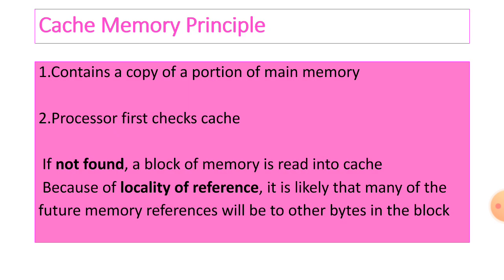The cache memory principle: the cache contains a copy of a portion of main memory. The processor first checks the cache. If not found, a block of memory is read into the cache. Because of locality of reference, it is likely that many of the future memory references will be to other bytes in the block.